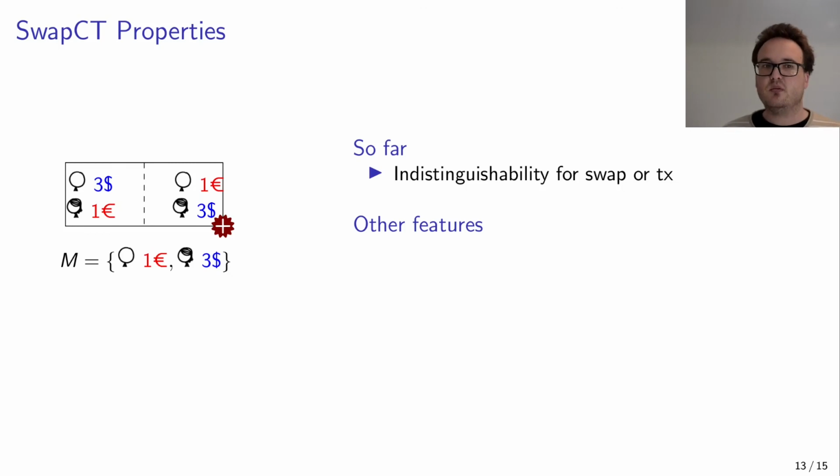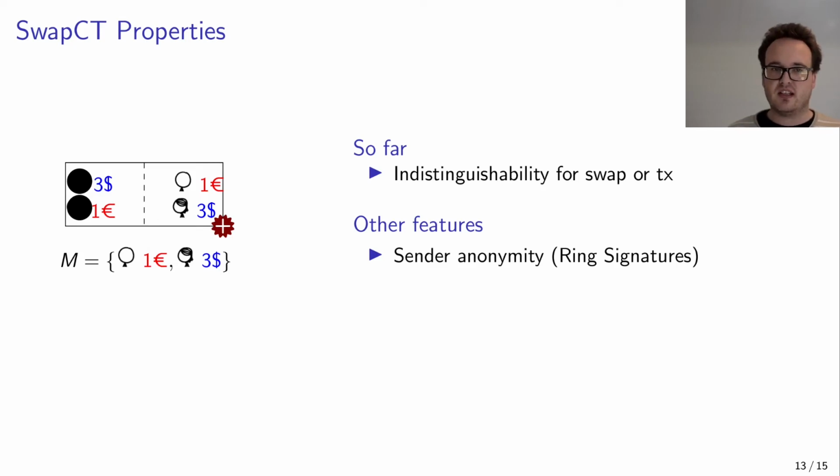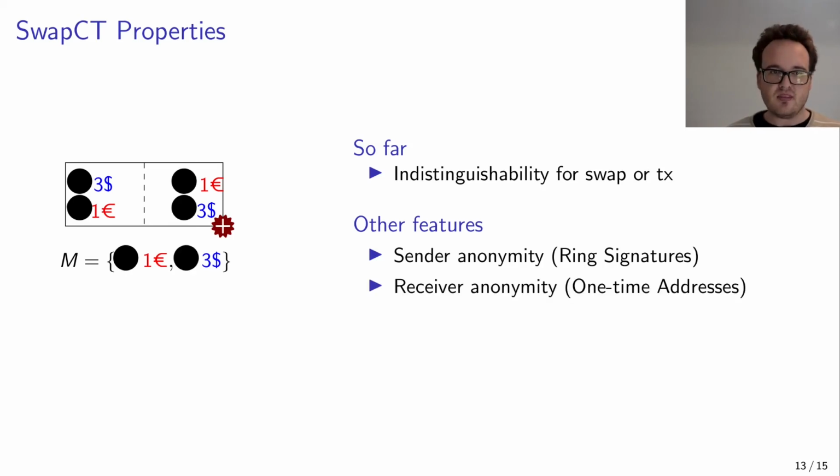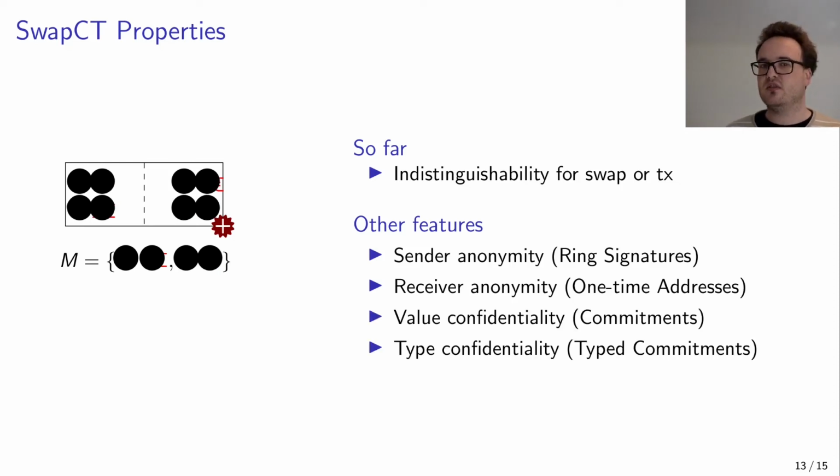There are more features we need to achieve the full SwapCT system, and we described them in our paper, which is sender anonymity, which is achieved through a ring, so the signature is an actual linkable ring signature. Then we need receiver anonymity, which is achieved through one-time addresses, and value and type confidentiality, which is done through commitments and a zero-knowledge proof that the commitments are balanced.